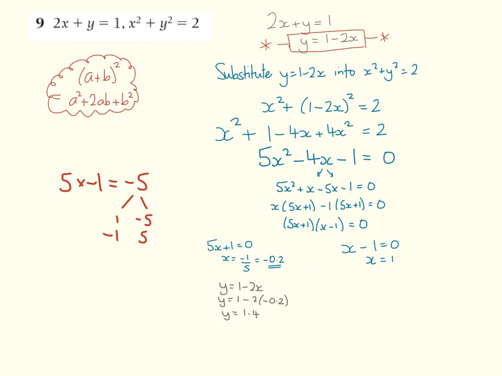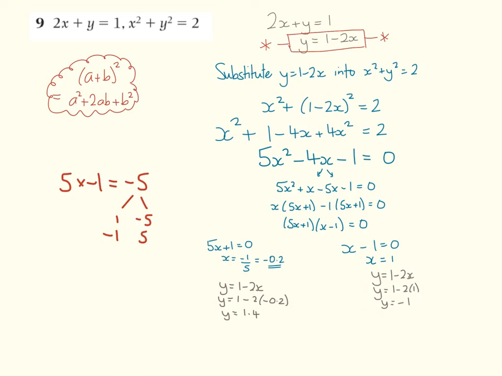And then the second one, if we substitute x equals 1 into y equals 1 minus 2x. I'm just going to do that over here because I'm really running out of room now. So x equals 1 into there. That's going to give me y is equal to 1 take away 2 lots of 1. So y is equal to minus 1. Just shrink that and put it under the correct place when I'm working.